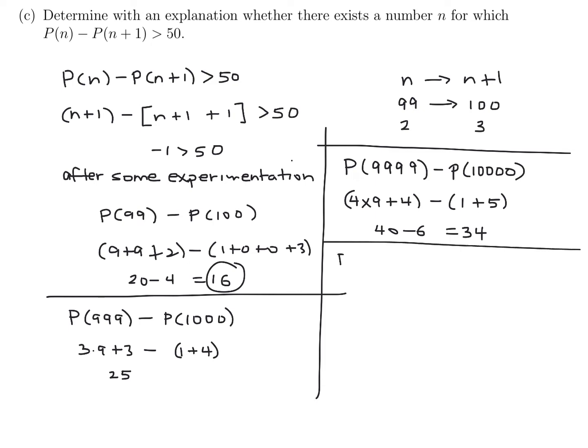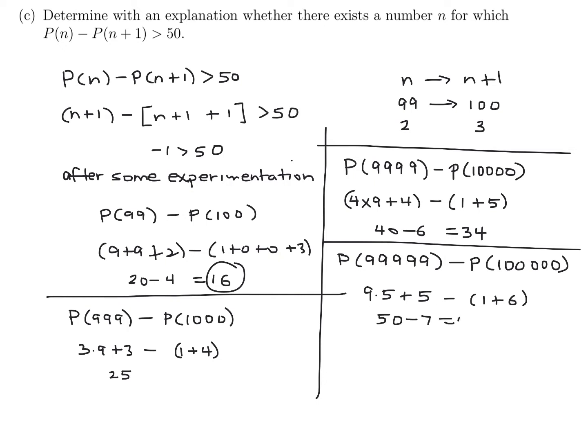Let's try the next one. P99999, 5 nines this time, and this will be P100,000. So that's 9 times 5 plus 5 minus 1 plus 6. So that's 50 minus 7, which is 43. Okay, getting higher.